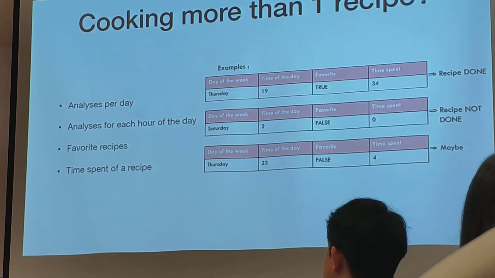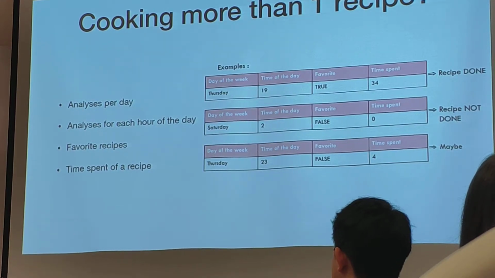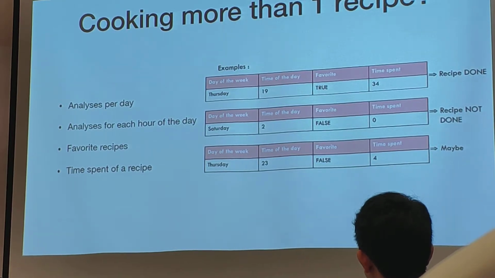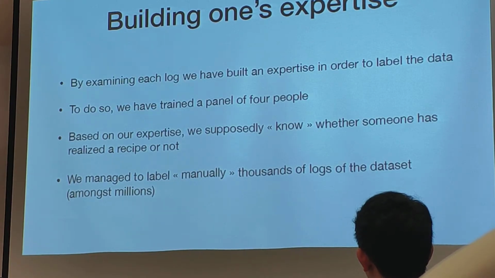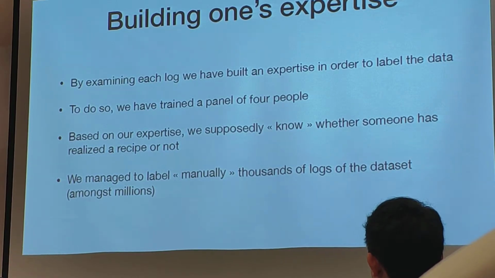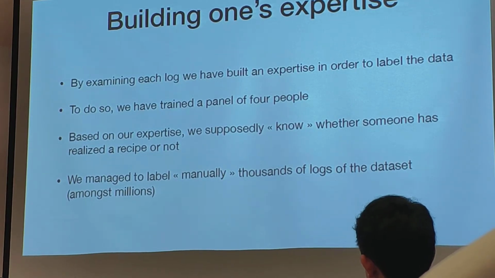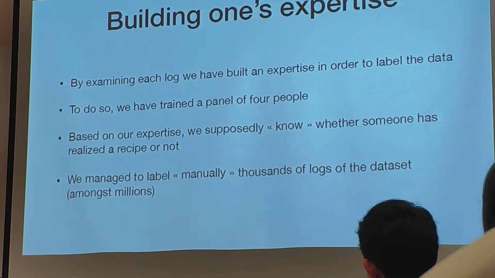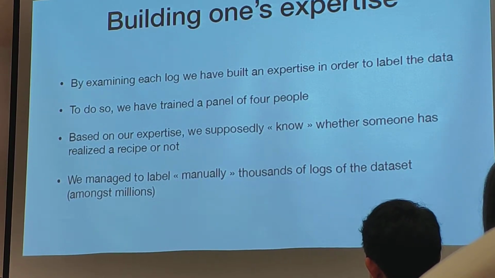So we record the data, we transform the data, and we try to evaluate the probability for you to have cooked the recipe or not. So we're going to examine each log, and not exactly each log, but maybe thousands of logs, okay? And we're going to build our expertise in terms of whether you've made the recipe or not. And then we're going to label the data. That's really important. At the very beginning, my lines have not been labeled. I don't know whether you have cooked or not. It's impossible for me to know if you have cooked or not.